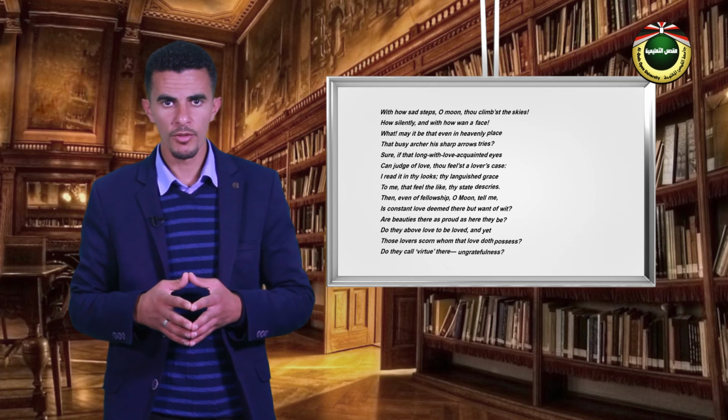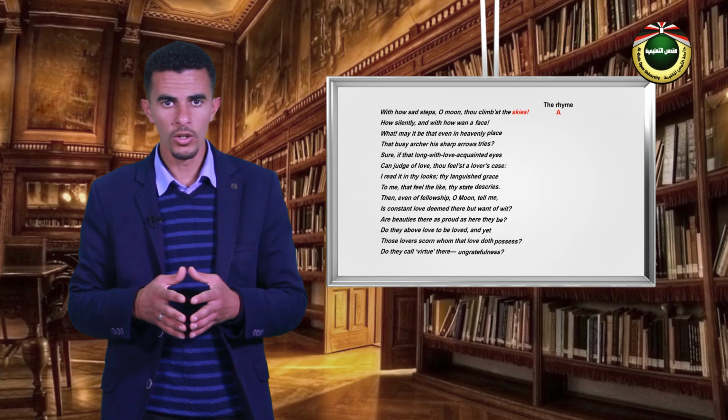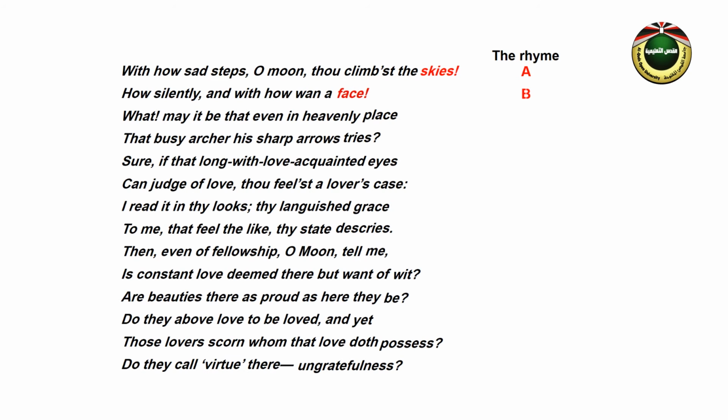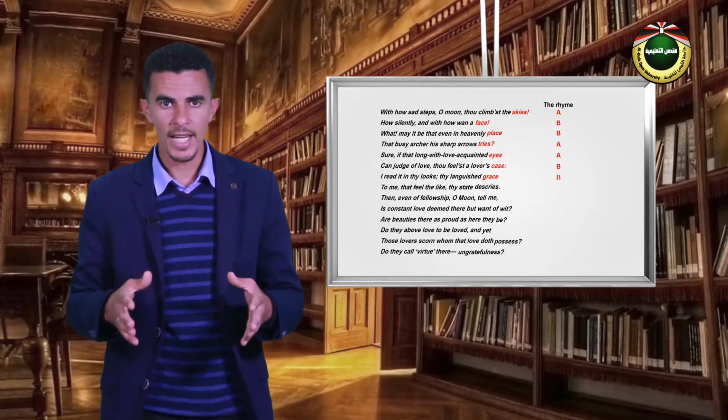Now, let's know the rhyme scheme of the poem. The first line ends with "skies," so that line is given the letter A. All lines that end in the same word or a word that rhymes with "skies" will have an A. The second line ends with "face," so it is given the letter B. The third line ends in "place," which rhymes with "face," so that line gets the letter B. The fourth line ends with "tries," which rhymes with "skies," so it is given the A. The fifth line ends with "eyes," which rhymes with "skies," so it is given the letter A. The sixth line ends with "case," so it is given the letter B. The seventh line ends with "grace," which rhymes with "case," so it is given the B.